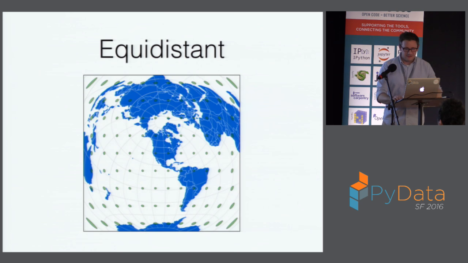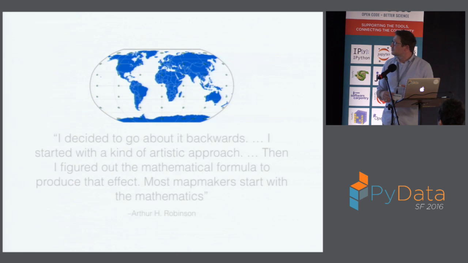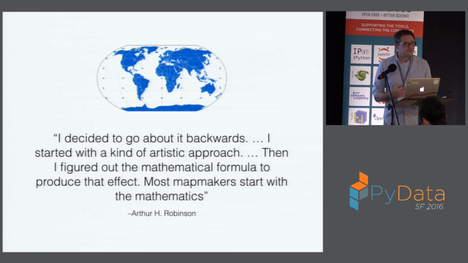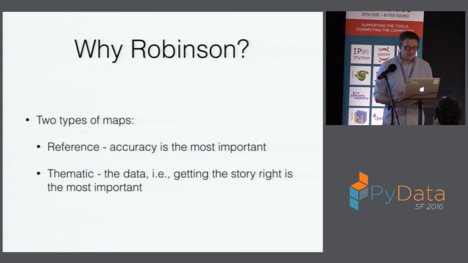My favorite out of all of these is the Robinson projection. The thing I liked about it was that the guy who came up with this, Arthur H. Robinson, looked at it from the point of view of making it look good and convey information. So he kind of went backwards. He said he started off with something he wanted, and then figured out the math for it. Most cartographers go the other way around. So the thing that I like about this is, from our point of view, there are two different types of maps.